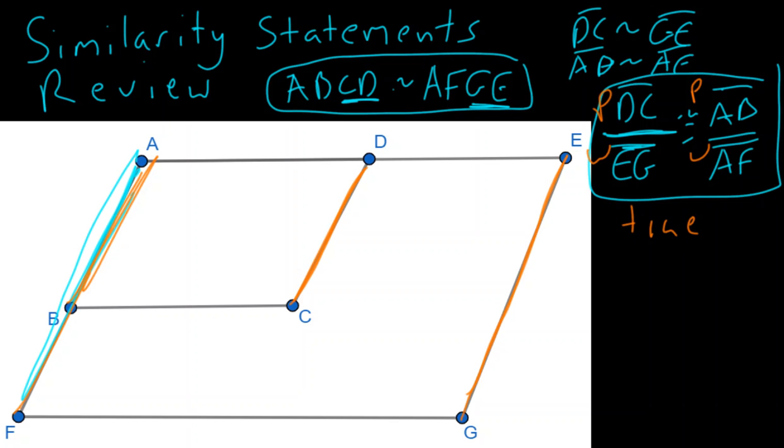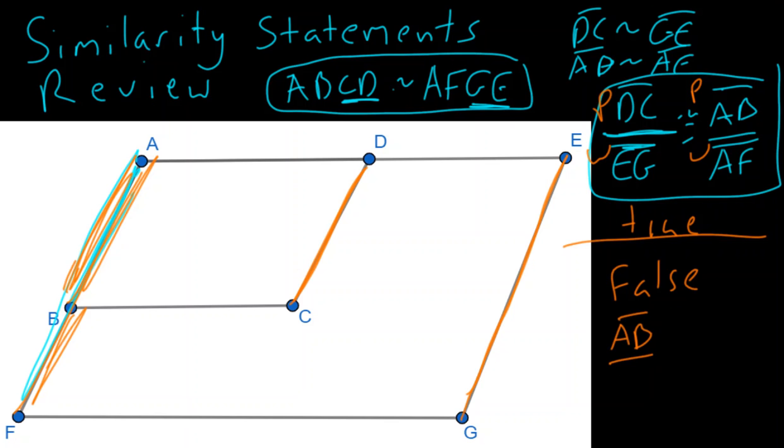Now, I want to give y'all an example of a false statement. So let's say, what would be a false statement? I could say something like this. I could say AB, so that's our part right here, over, let's do this other part, BF. I could say that this ratio is also congruent to the ratio of, let's use purple here, CD over EG.